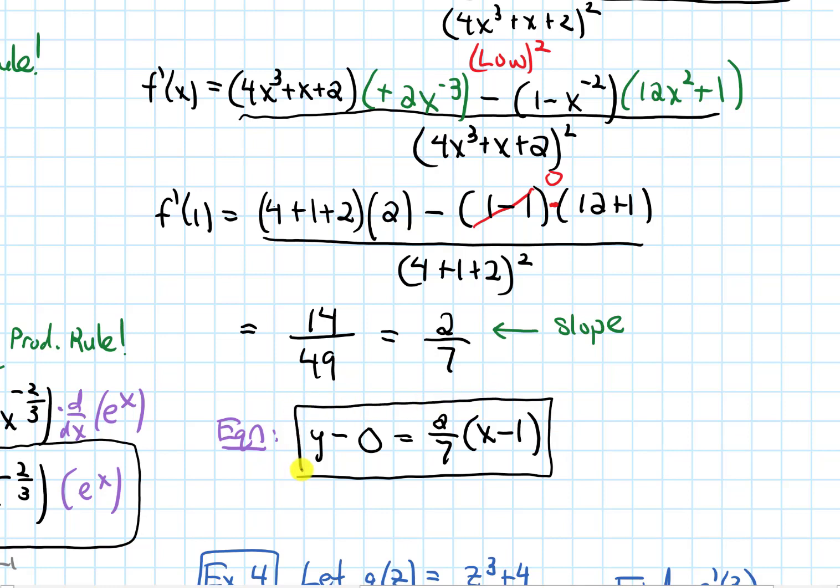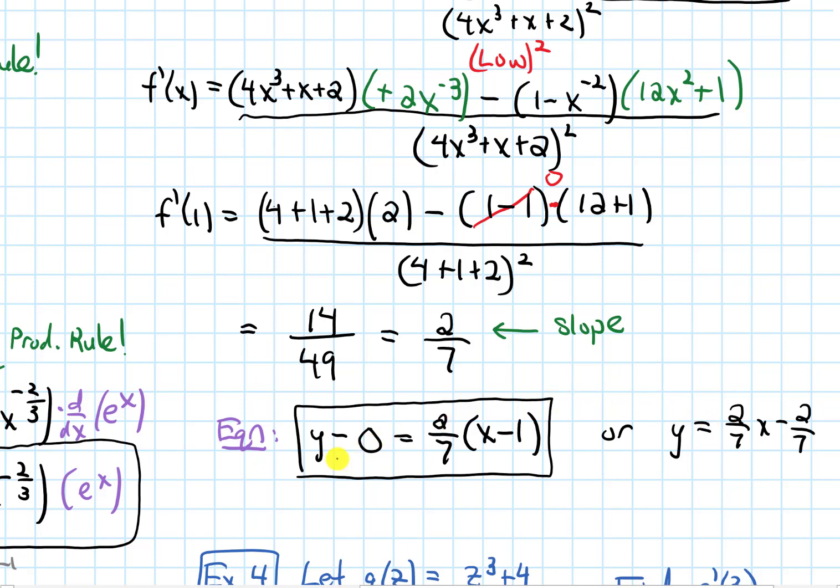Totally fine to leave it in point slope form. But if I did want to simplify it, I just got to put it in y equals mx plus b form. I just have to distribute 2 over 7, because y minus 0 is just y. I get y equals 2 sevenths x minus 2 over 7. Okay, so either way, either of these are the equation of our line, just in different forms.